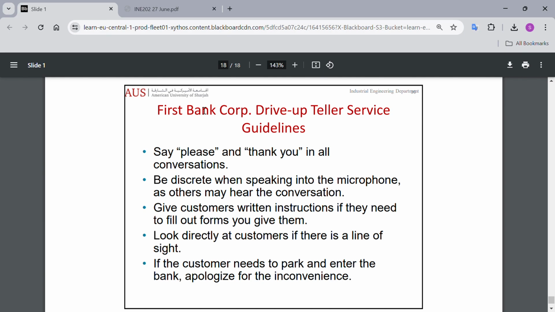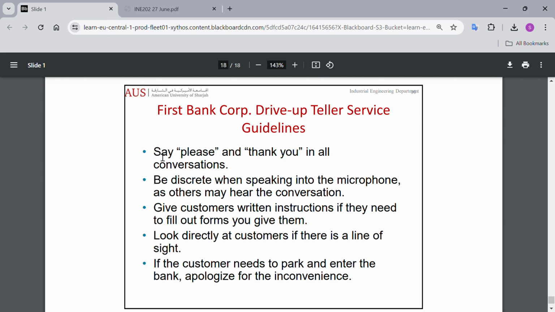This looks like a first bank drive-up teller service guidelines. So the guidelines are basically you should say please and thank you in all conversations. These are guidelines for this service. So drive-up teller service, this is a service, of course, when you reply to people's inquiries and stuff like that. This is an example of when we want to develop a service. You need to be discreet when speaking into the microphone as others may hear the conversation. Give customers written instructions if they need to fill out forms.